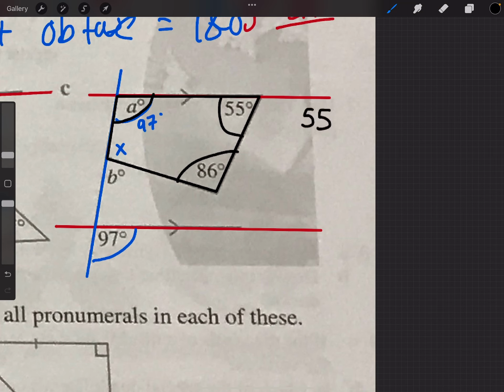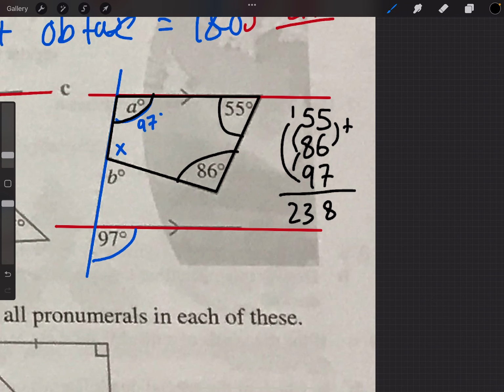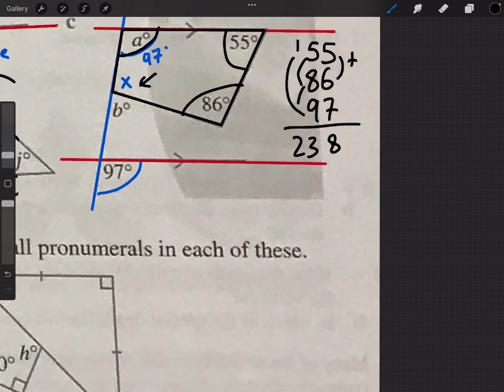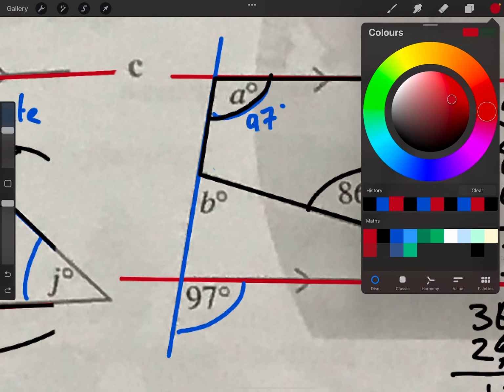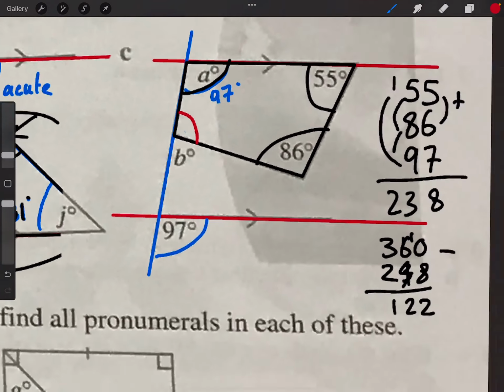So 55 plus 86 plus 97, what do we get? Okay, this will be 11 plus 7 is 18. This will be 10, 18, 18 plus 5 is 23. 238. So what's this last angle here? So all we've got to do is 360, take away 238, and you're going to get 2. This will be a 4, this will be a 2. 122. That means this angle must be 122 degrees.